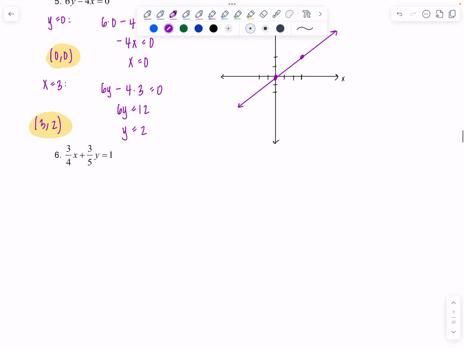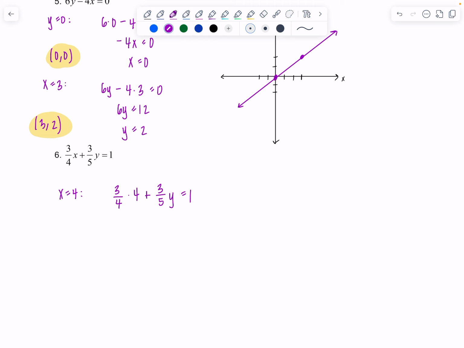Okay, next one. Whew. 3/4 x plus 3/5 y equals 1. Okay, plug in whatever your heart desires for whichever variable. Let me start. I'll plug in x equals 4. I picked 4 because then the fraction would go away. Do you know what I mean? So 3/4 times 4 plus 3/5 y equals 1.